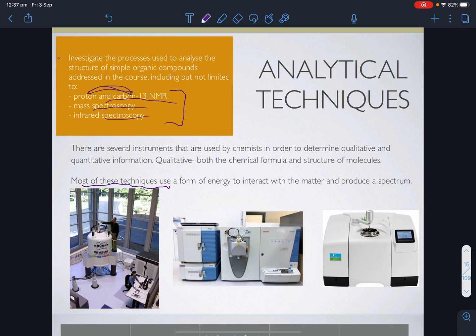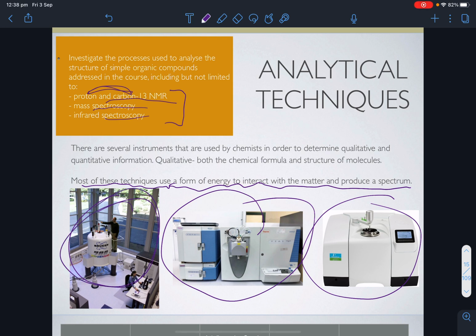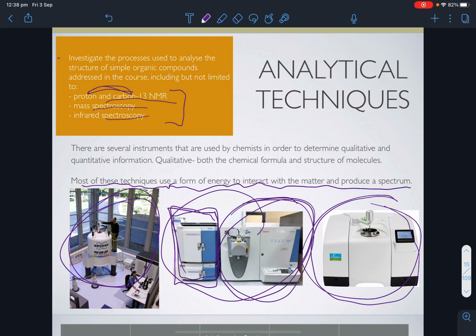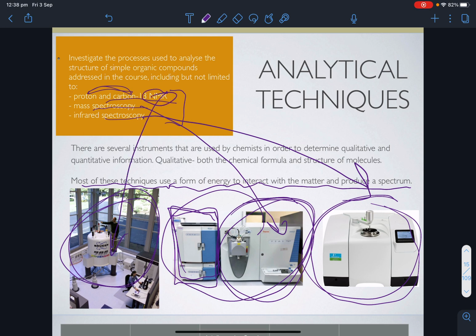Most of these techniques, in fact all of these techniques, use a form of energy to interact with the matter and produce some kind of spectrum. Okay, so I've got a few images of the machines here. This one's an NMR machine, which we'll learn about later. This one here is a mass spectrometer, and it also has a gas chromatograph attached to it. And this one on the end is an infrared spectrometer. So infrared will be there. Mass spectrometer is this guy. And the NMR machines look like this, in various sizes.